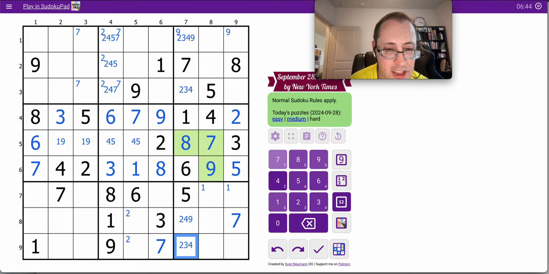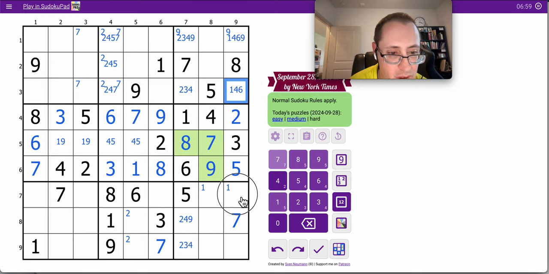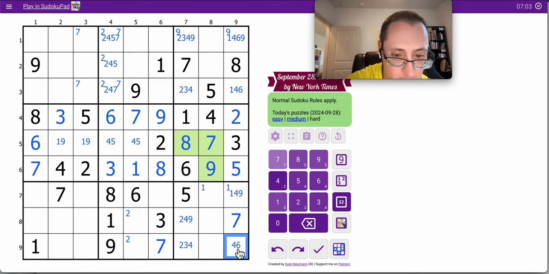Two, three, five, seven, eight. Says I need 1, 4, 6, and 9 for column 9. Unfortunately, that's any of them except 7. Yeah, 1, 4, 6, 9. Okay, this is 1, 4, and 9. It can't be 6, and this is not 1 or 9.